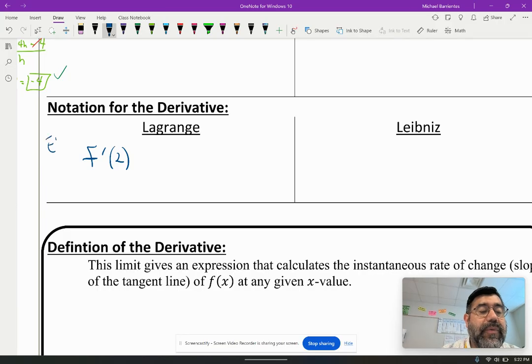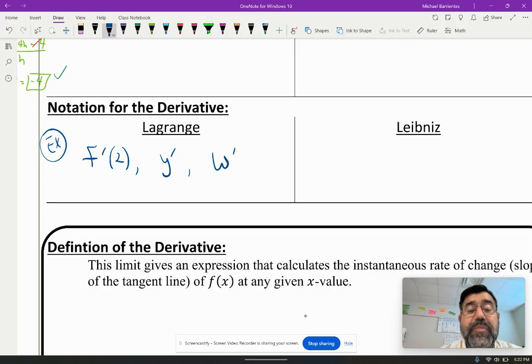So for example, f prime, the prime notation is what we call it, or it could be y prime, or I don't know, w prime of 7, right? So whenever we use the prime, then that's a Lagrange notation. That's telling us to find the derivative at a specific value.